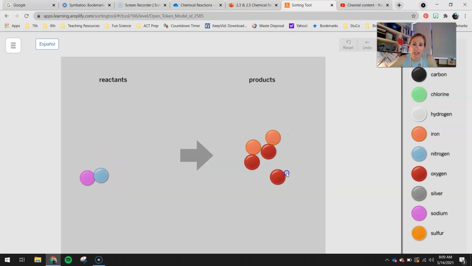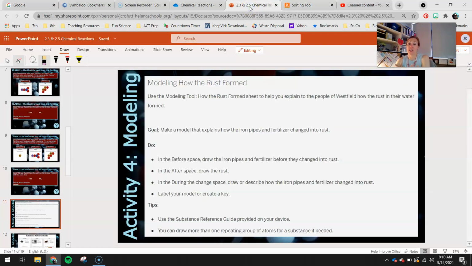So can we form Fe2O3 from the fertilizer plus the iron? Yes, it is right there. Notice how I didn't have to come over here and add any atoms to form this product. We got it all from what we had on our reactant side. So claim 3 is obviously correct, and now you are going to draw a model to show how that formation happened.